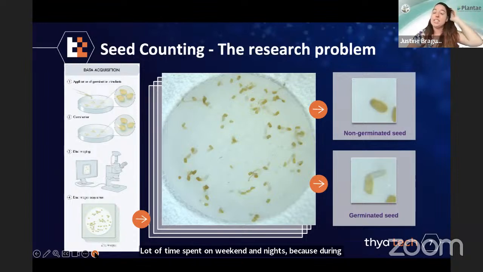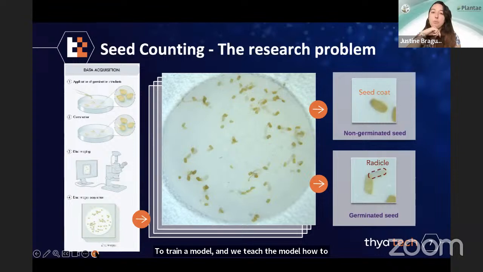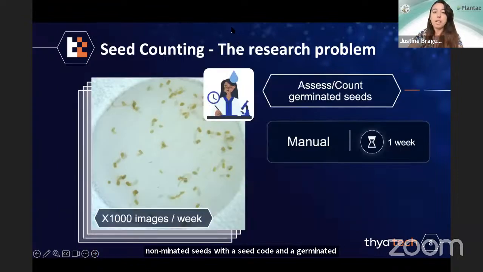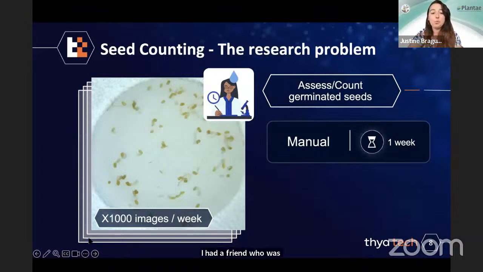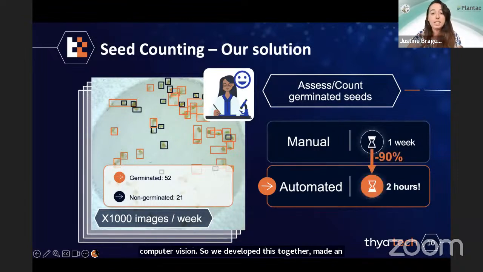And so I thought that I would use computer vision and machine learning to train a model. And we teach the model how to detect a non-germinated seed with a seed coat and a germinated seed with a radicle. I had a friend who was very good at coding and doing computer vision, so we developed this together, made an automated system that saves 99% of my time, spending now less than an hour to analyze an entire experiment instead of weeks of work.